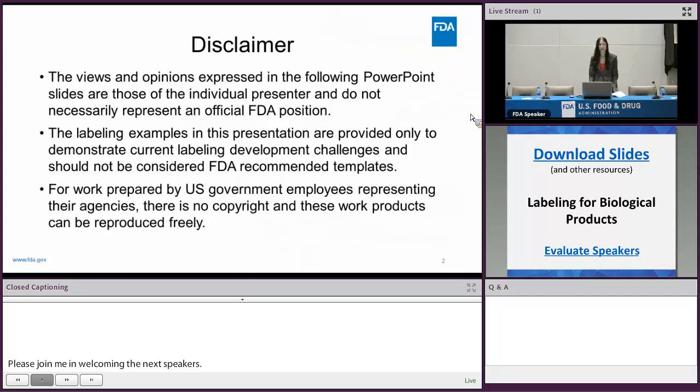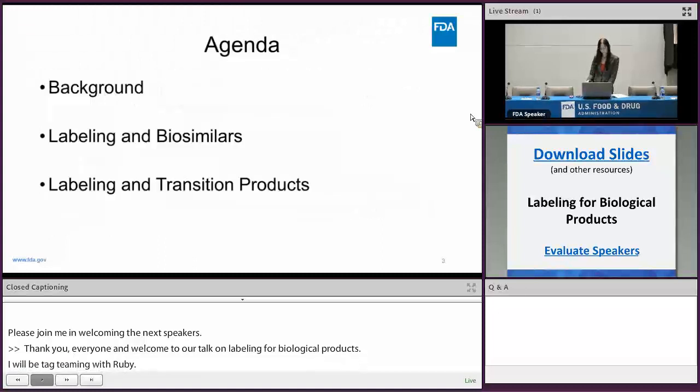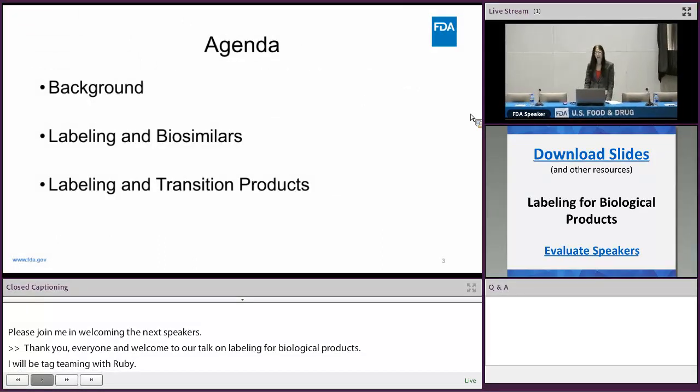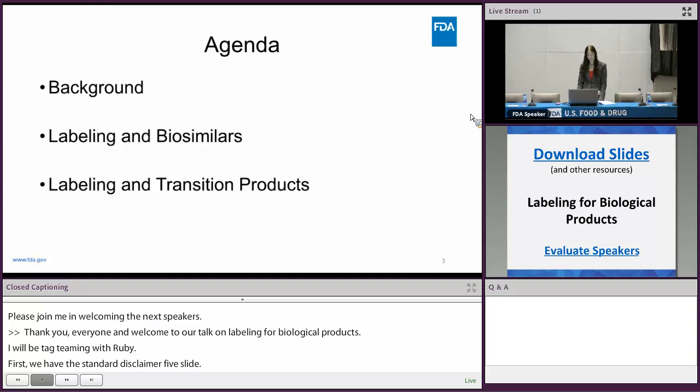First, we have the standard disclaimer slide, which I'm not going to bore you all with reading, but it's there. And to quickly go over our agenda, we'll be providing some high-level background about biologics and biosimilars, and then we'll be addressing two substantive labeling-related topics. The first is labeling in biosimilars, and the second is labeling in transition products.